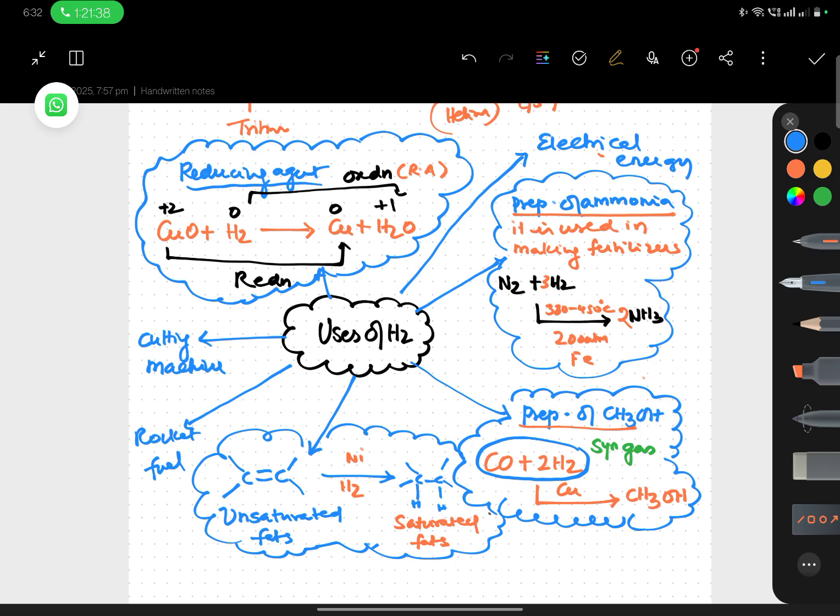Next we have to go for compounds of hydrogen such as water, hydrides, heavy water, hydrogen peroxides. If we study those three compounds, we can finish this lesson.